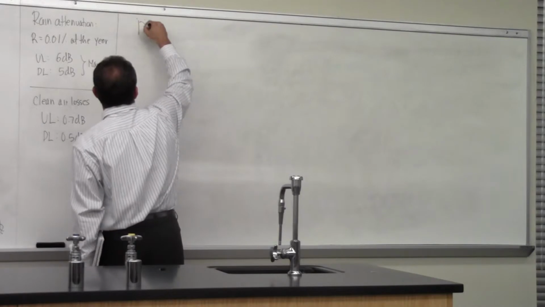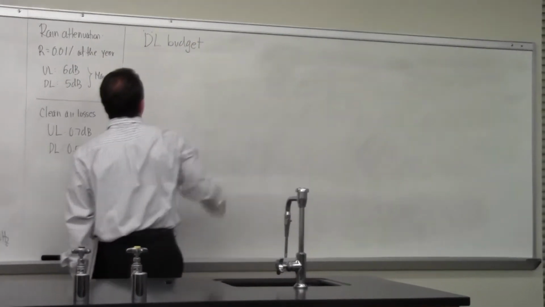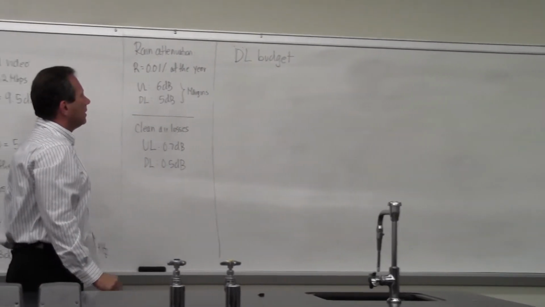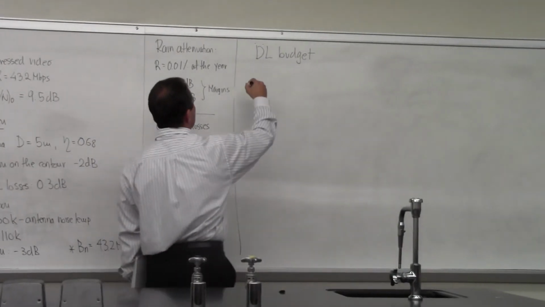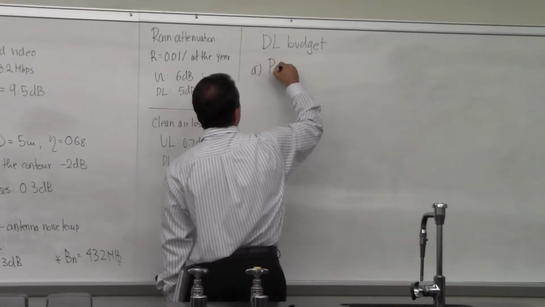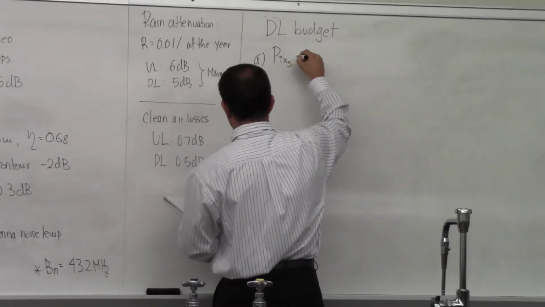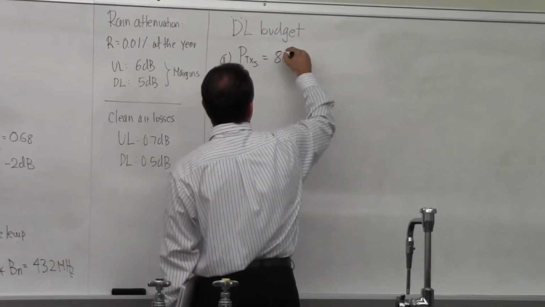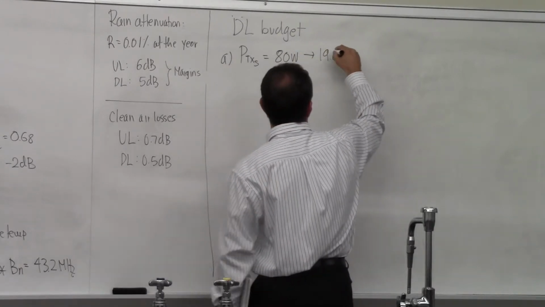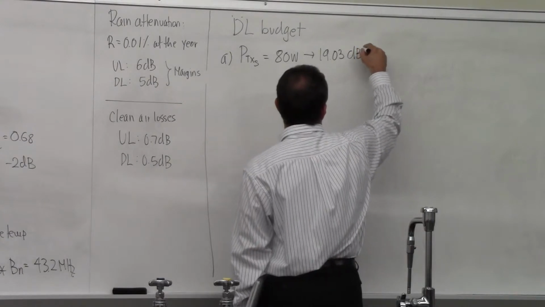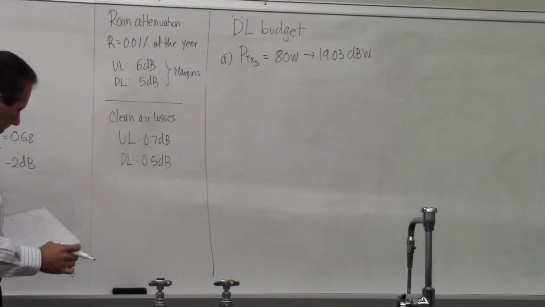So let's look at the downlink budget. Now downlink is looking from the satellite down to the ground. Here are the things that I know. PTX on a downlink in saturation is 80 watts, which is 19.03 dB watt. So that's the power that I can transmit from the satellite.